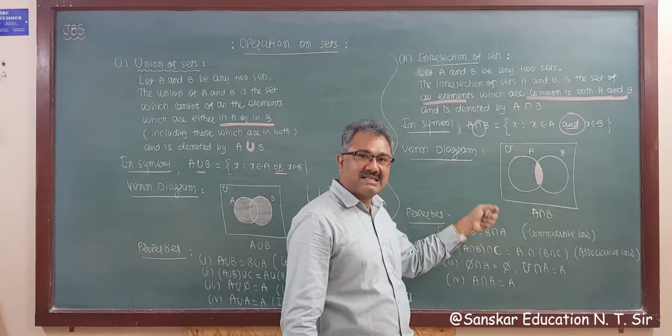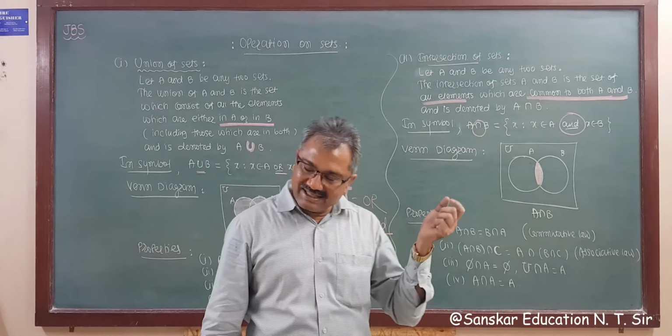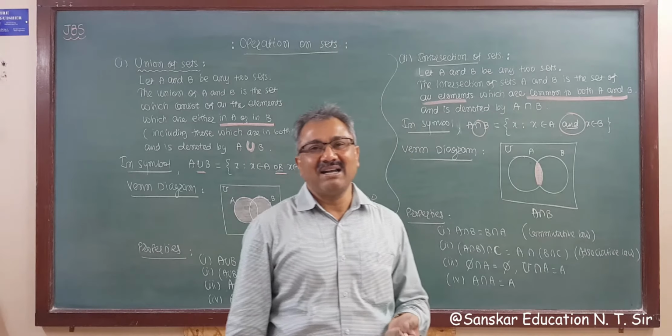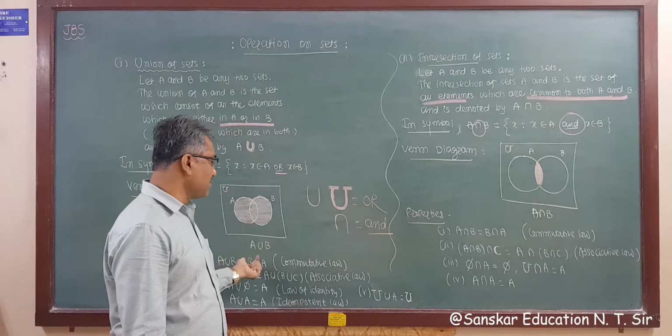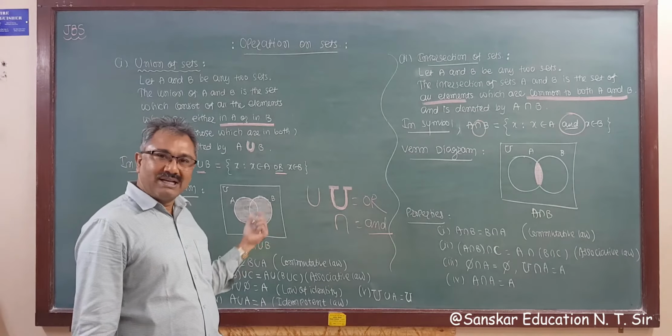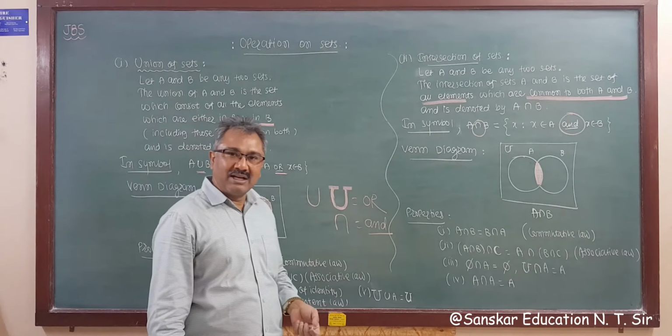So A intersection B is equal to B intersection A, that is, sets A and B are commutative. That is, intersection is also commutative, and union is also commutative. The associative law is true for both union and intersection.